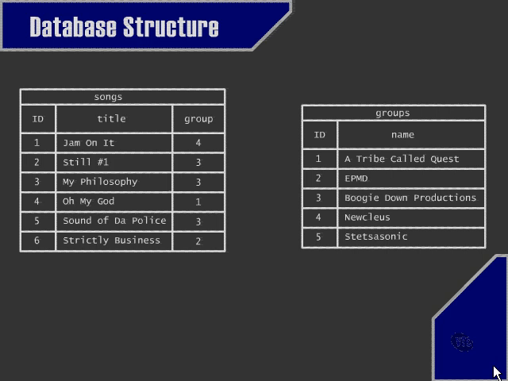This is a way of forming a relationship between the songs table and the groups table. This allows us to avoid storing information more than once. So for instance, Still Number One, My Philosophy and Sound of the Police are all tracks by Boogie Down Productions, but there's no need for us to store the name of the group 3 times, or however many times we have songs within the songs table. That is redundant and can cause all kinds of errors, as we saw in the last movie with the misspelling of the name.